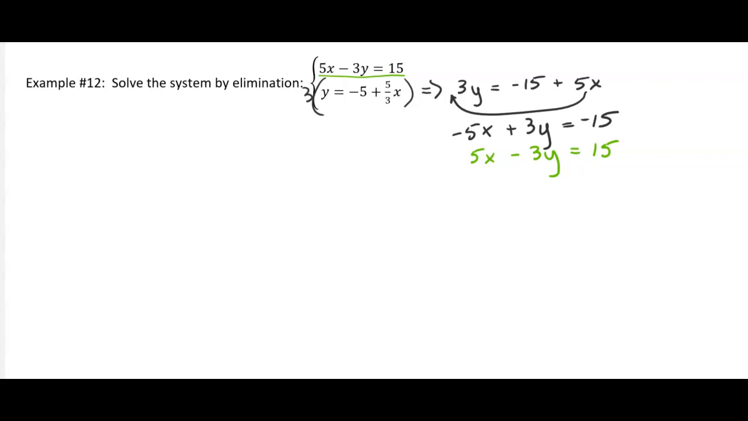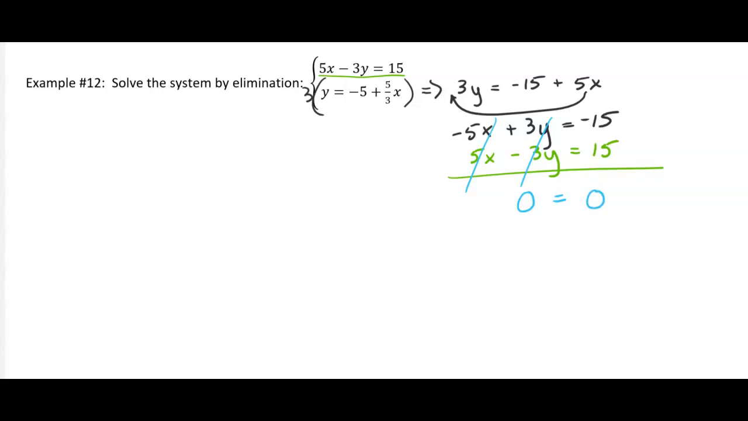Now, it looks like if I add these equations, the x's are going to eliminate. Great. Now, some of you might be looking ahead, but those x's are out because negative 5x and 5x is 0. And the 3y and the negative 3y, those are out. Well, that hasn't happened before, has it? Okay, so what do we have on the left-hand side? We have 0. Now, what happens on the right-hand side? Well, negative 15 and 15 is also 0.